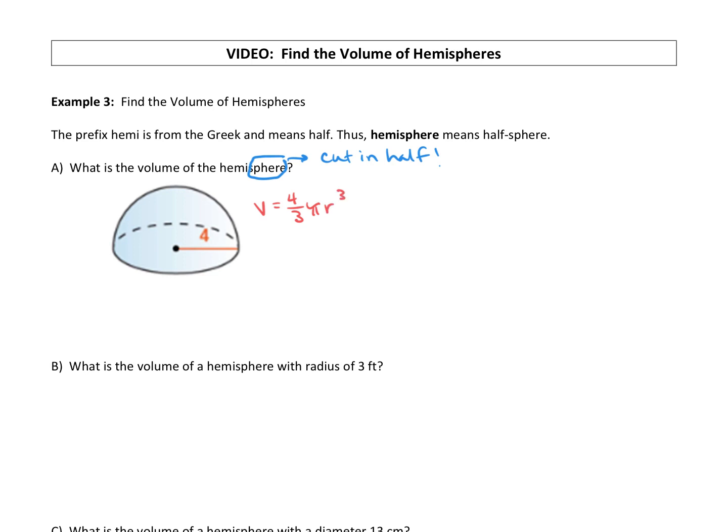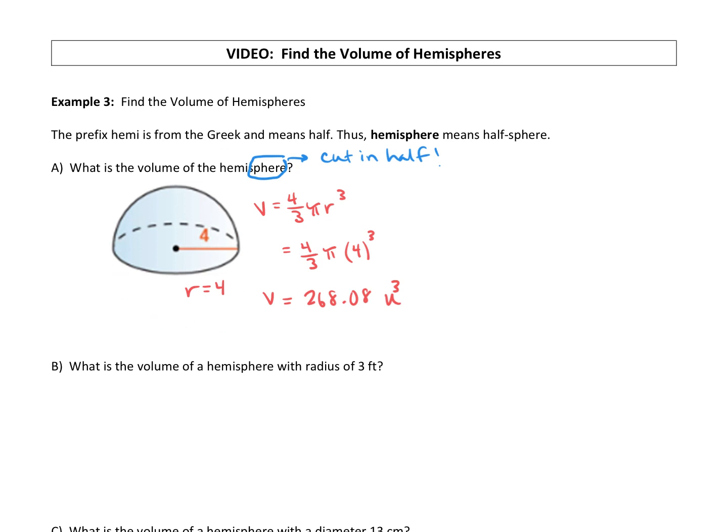If we look at this hemisphere, we can see the radius is 4, so we have all the information we need. Let's go ahead and plug that in. 4/3 pi times our radius of 4, raised to the third power. When we calculate that out, we get a volume of 268.08. I'm just going to put units cubed. So that's the volume if this was a whole sphere.